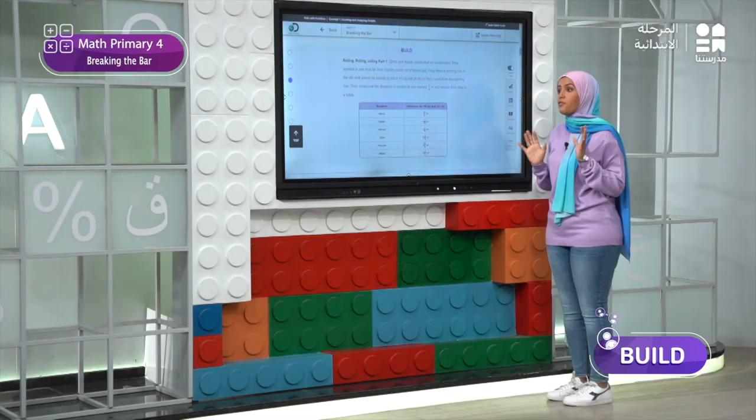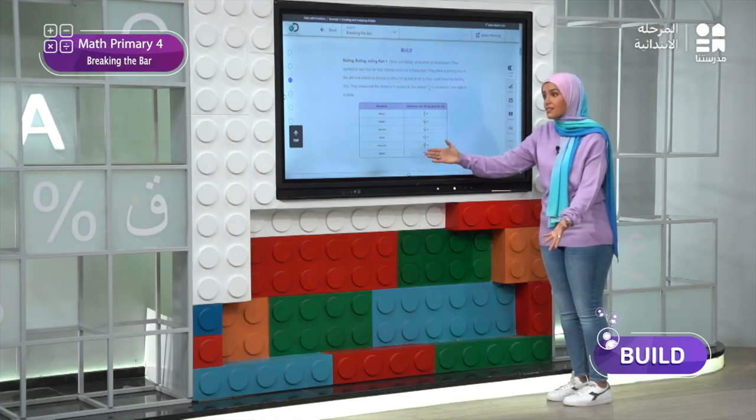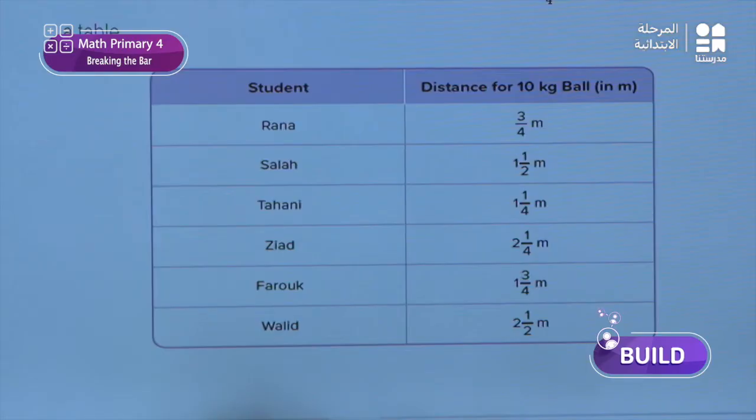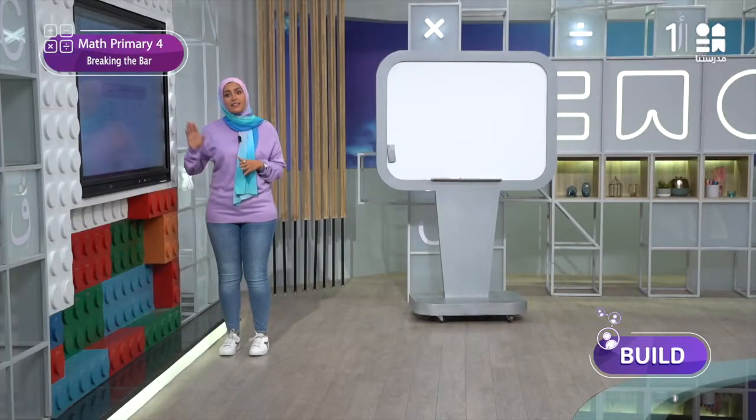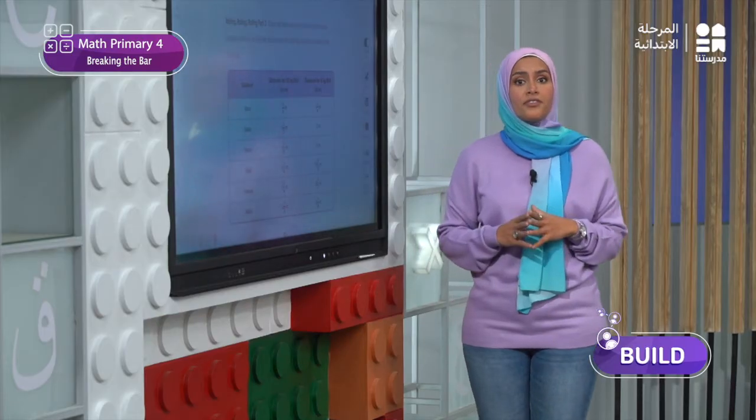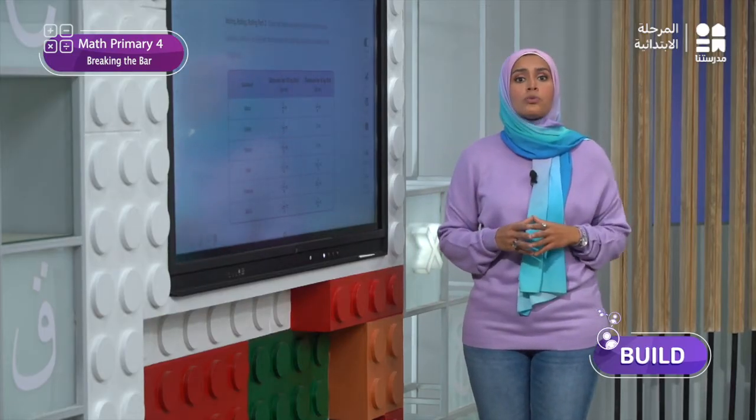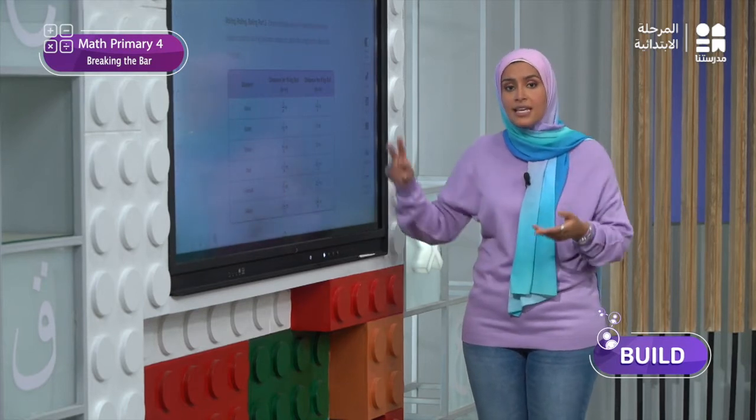If 6 of their friends rolled it, they measured the distance to the nearest quarter of a meter. They were excited to know which one of their friends would move the ball for the longest possible distance. And this is the data they recorded. What do you think they observed? For sure, we observed that the friends of Omar and Malik were able to move the ball for a longer distance in the second time.